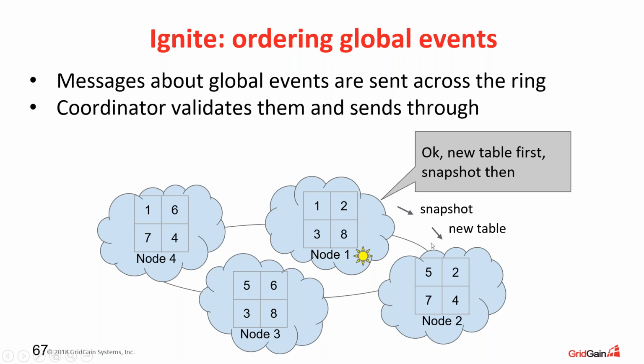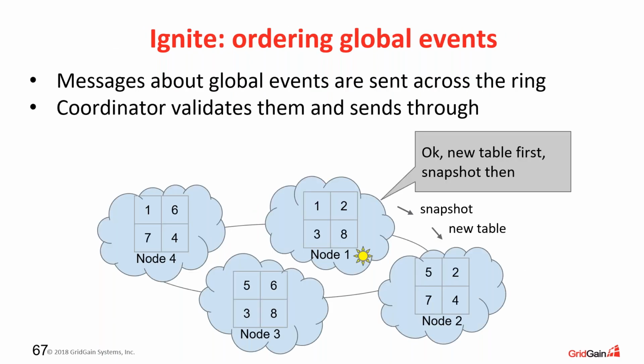So there's one pipe, and message order can change in this pipe, and if the coordinator sends the new table message first and then the snapshot message, all nodes will receive these messages in the same order. And this basically solves our problem. If the global events are ordered by the coordinator and sent through the ring, all nodes will receive them in the same order, and there will be no mess.